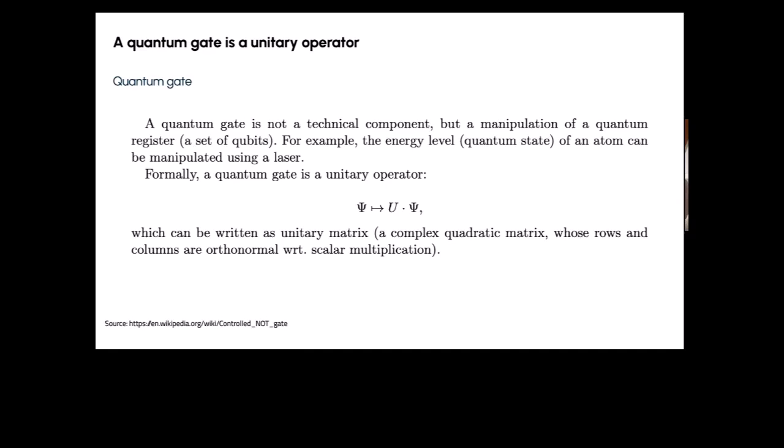In the quantum computer, each operation on the quantum register is a unitary operator, which is fully reversible. Mathematically speaking, it is also normal with regard to scalar multiplication, so the resulting product is still orthogonal. That means the columns of the matrix are orthogonal, linearly independent, and also normalized. So this is a quantum gate.